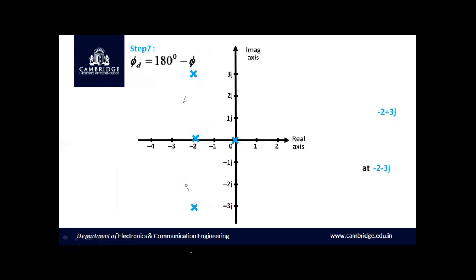We know the formula phi d equal to 180° minus phi, and the first step is to join all the lines from the rest of all other poles and zeros towards the point of interest. Now we are going to calculate the angle of departure for -2 plus 3j. Therefore, let us join all the lines from the rest of all the poles. From 0, it is extended. From -2, it is extended towards the point of interest. And as well as from -2 minus 3j, that is the other pair, again we have extended here. And we have to calculate its angle of contribution towards the complex conjugate pole, for which we are going to calculate the angle of departure. These angles we have to calculate.